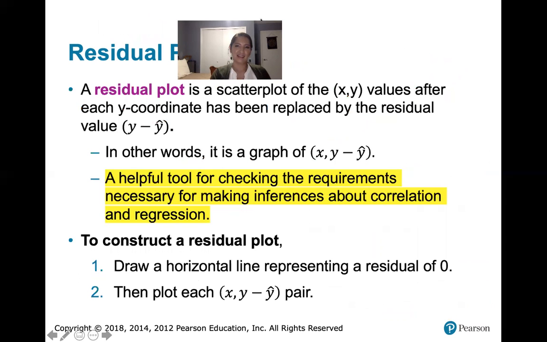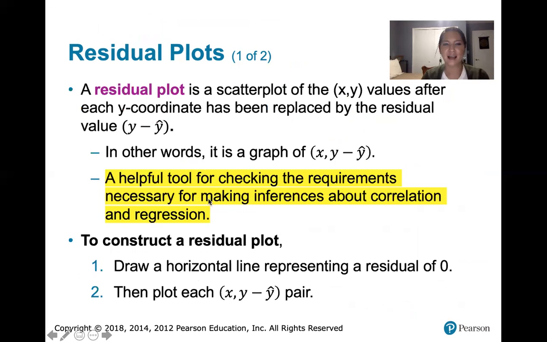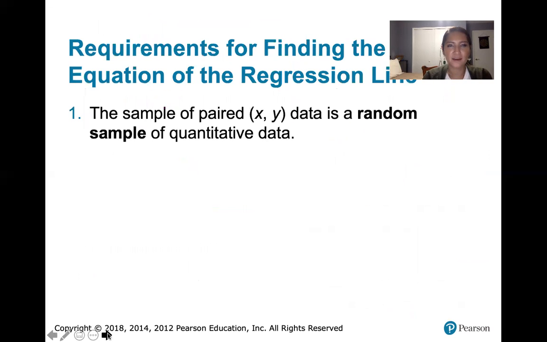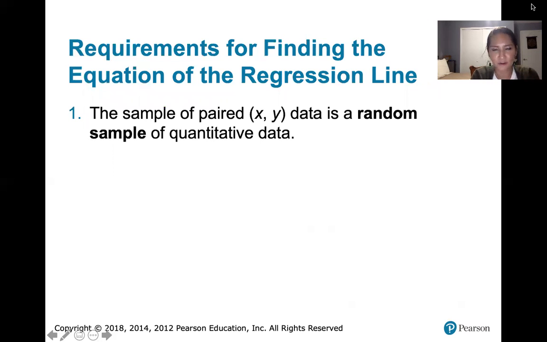Now, again, the reason we do this is because it's a helpful tool for checking the requirements necessary for making inferences about correlation and regression. We talked about these requirements for finding the equation of a regression line. We said that if you have a set of ordered pairs, you can always find b sub 0 and b sub 1, which means you can always find an equation for a regression line. But just because you can find one doesn't mean you ought to. We really only want to find the equation of a regression line and use it as an estimate for the true population regression line if the following requirements are met.